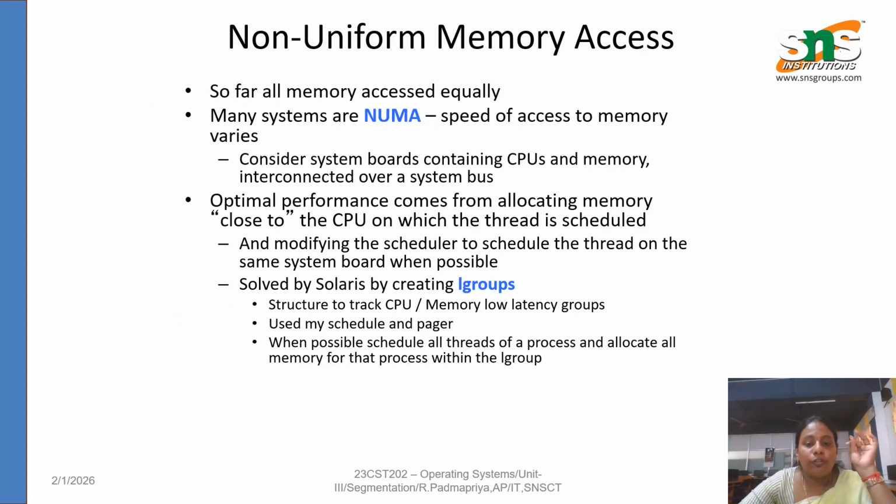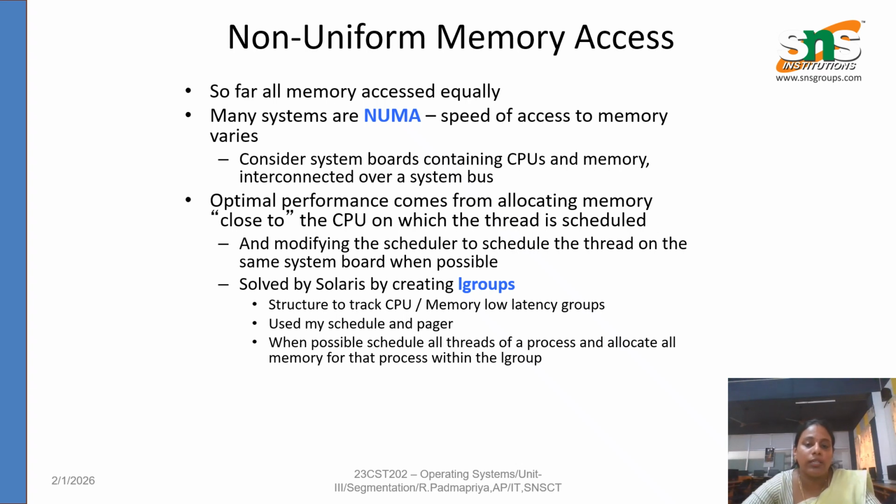Non-uniform memory access: so far we assumed all memory is accessed equally, but many systems are NUMA, where the speed of access to memory varies. Consider system boards containing CPUs and memory, interconnected over a system bus. Optimal performance comes from allocating memory close to the CPU on which the thread is scheduled, and modifying the scheduler to schedule the thread on the same system board when possible.